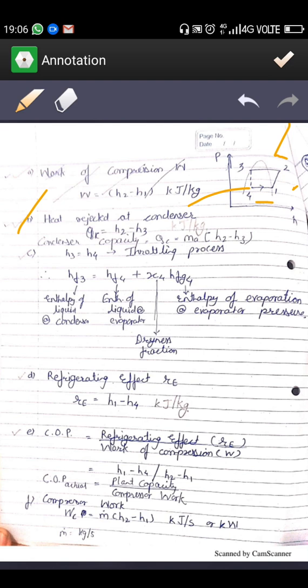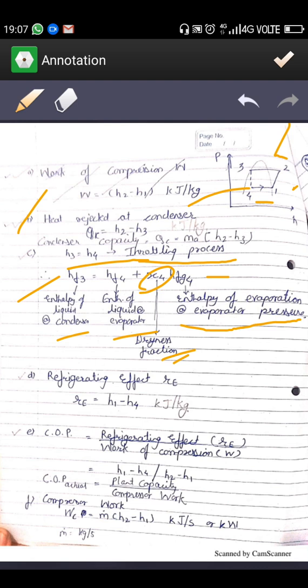So some information is written here also: HF3 is equal to HF4 plus X4 into HFG4, where X4 is the dryness fraction. HFG4 is the enthalpy of evaporation. Enthalpy of evaporation, enthalpy of liquid, enthalpy of liquid at the condenser, enthalpy of saturation: I will show you how this data is given in the numerical, and how we are going to use it.